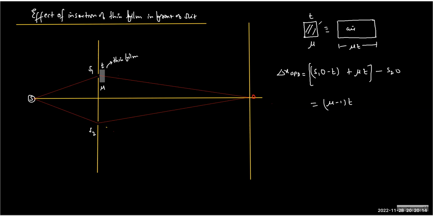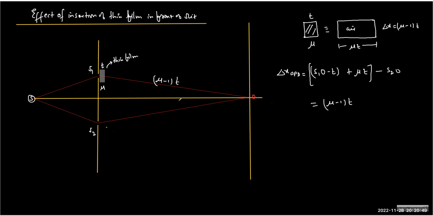Also, logically, you can see how much extra length you have added. What is the delta x here? It is mu minus 1 into T, mu T minus T, right? Yes, sir. The T length of medium has additionally added mu minus 1 into T, right? Yes, sir. So this path is mu minus 1 into T bigger than the path below, optically. Understood? Yes, sir. This is the additional difference.